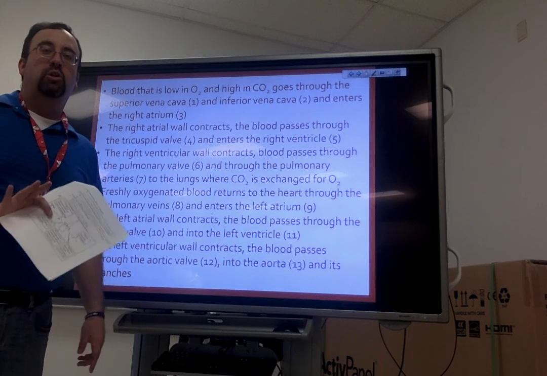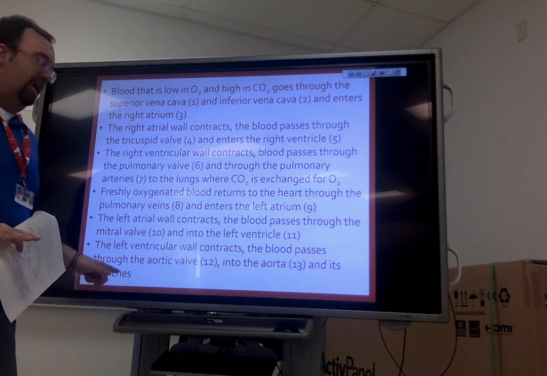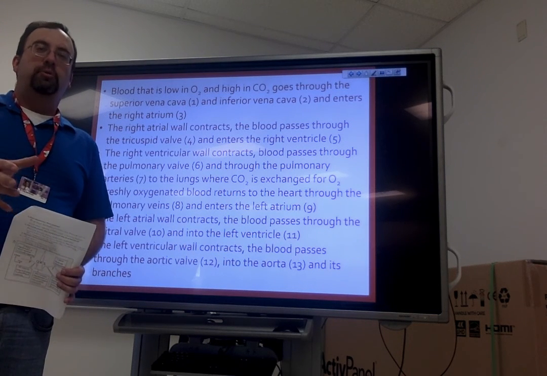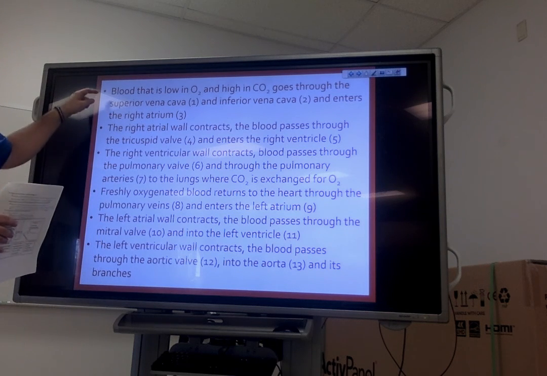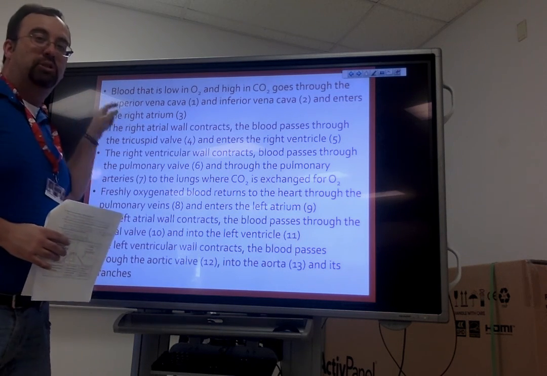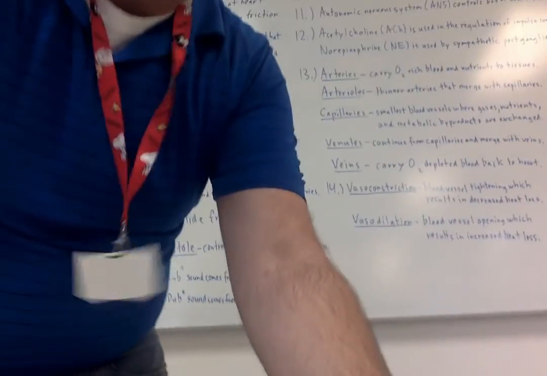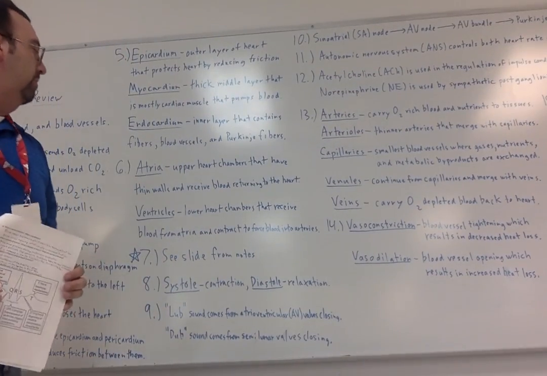Remember, the aorta is the largest artery of your body, into the aorta and its branches. And so then it'll go out to the body. It'll exchange the oxygen for CO2, and then it'll start back over up here at the top. So it is, in fact, a cycle. All right. Okay. All right. We're going to continue on.